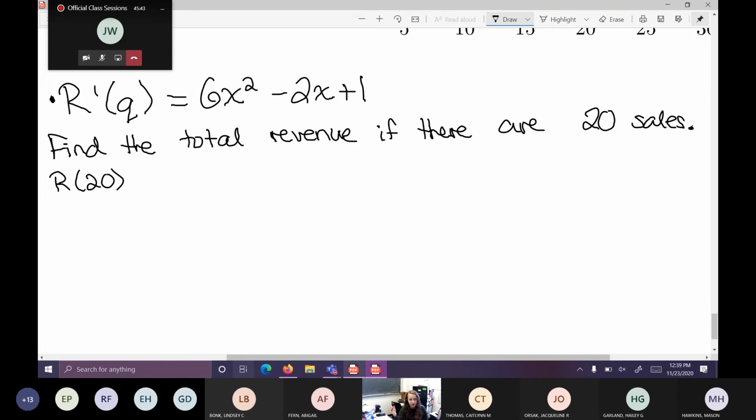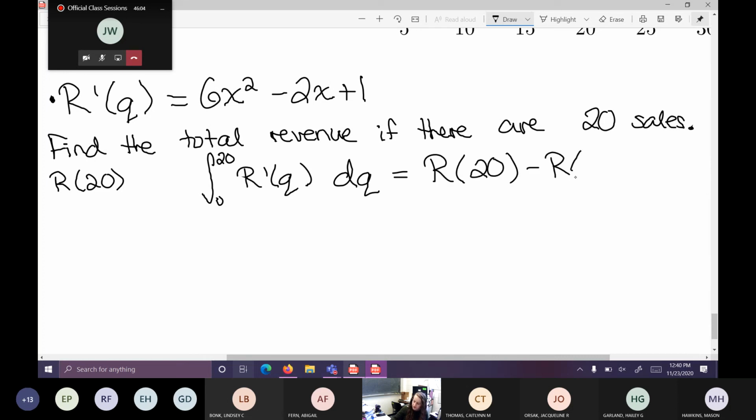Now, technically, we could just find the antiderivative and plug in 20. But if we want to use this fundamental theorem of calculus notation, what we would do is we would use the integral from 0 to 20 of, I don't feel like writing out that full equation, which would give us R of 20 minus R of 0. Now, if you think about it, when you sell no things, your revenue should be 0. That would make logical sense. I've never seen any situation where the revenue at 0 is not 0. So the revenue at 0 should be 0.